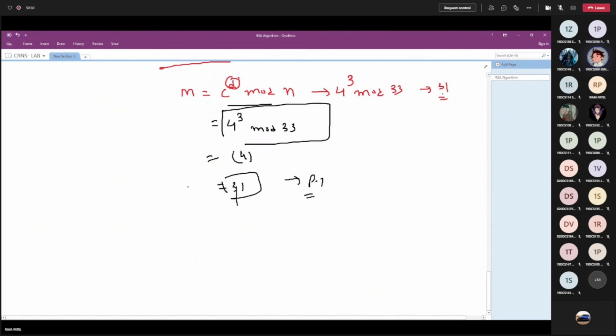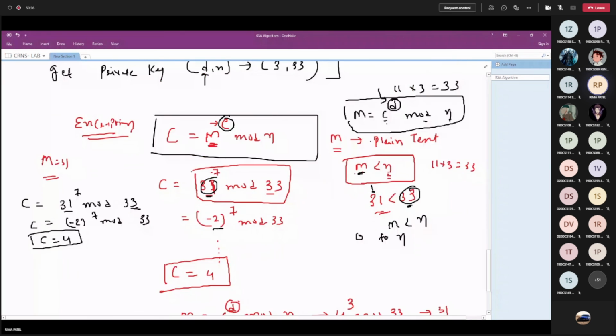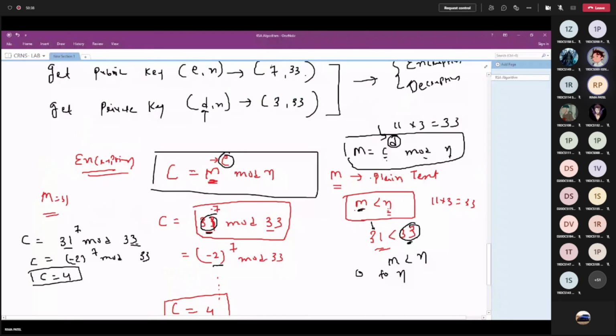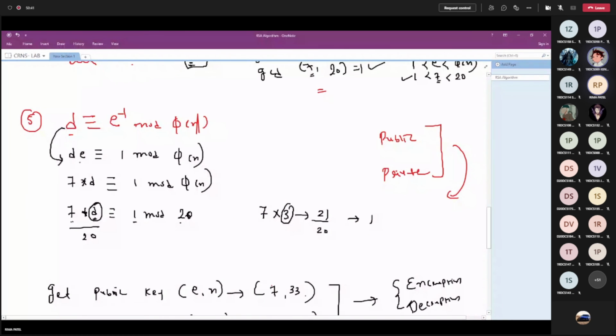Ma'am, if we had assumed D to be different from 3, such that we have not assumed this, we have calculated it. Yes, ma'am, like calculated D to be different, it would still work, right? Yeah, it is going to work.